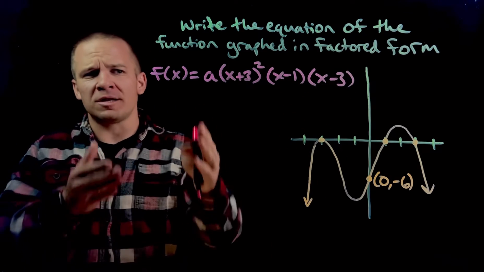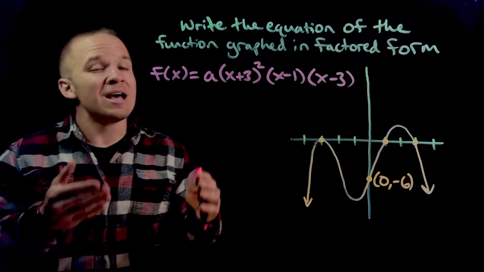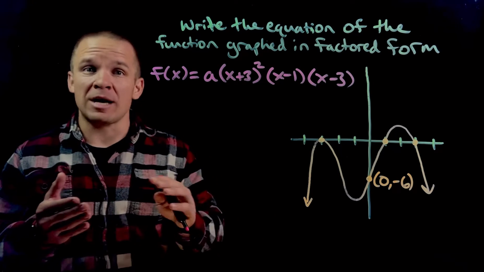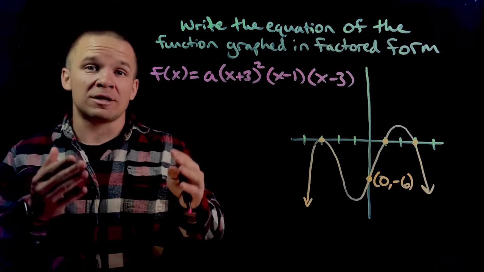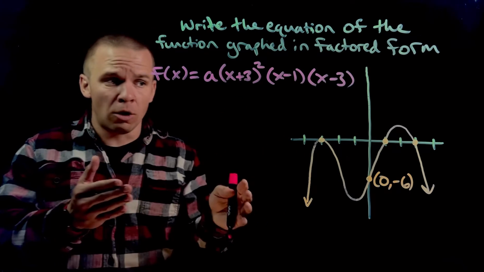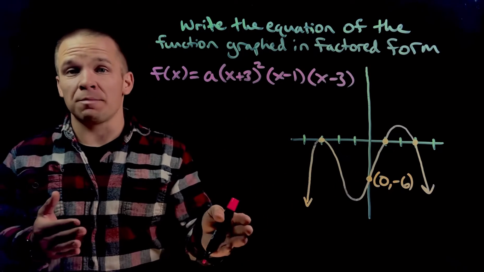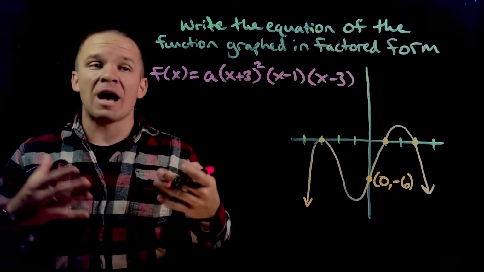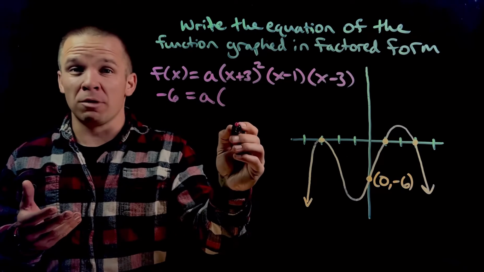Now, how am I going to figure out this a value? Well, this y-intercept, if you're wondering why I skipped over that for a second, that y-intercept is going to help me out with that. That or any other point that'd be on this graph could help me figure out that a value. So I'm going to take 0, plug it in for my x's, and I'm going to take -6 and plug it in for my y, aka my f of x. So I'll have -6 equals a, and then I'll plug 0 in for all the x's.